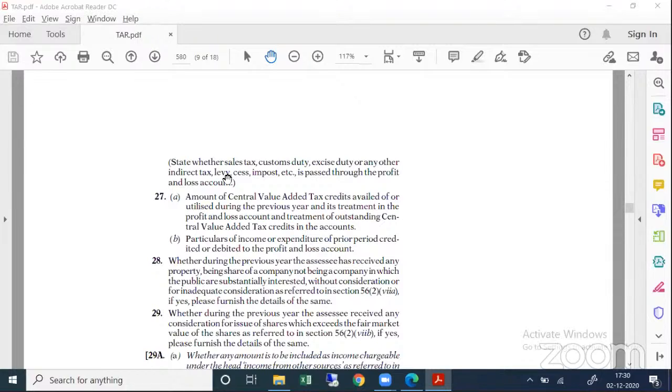Point number 27, right? Regarding SENVAT credit. I feel that since it mentions SENVAT credit, going strictly by reading the requirement, the reporting requirement is limited to SENVAT credit.